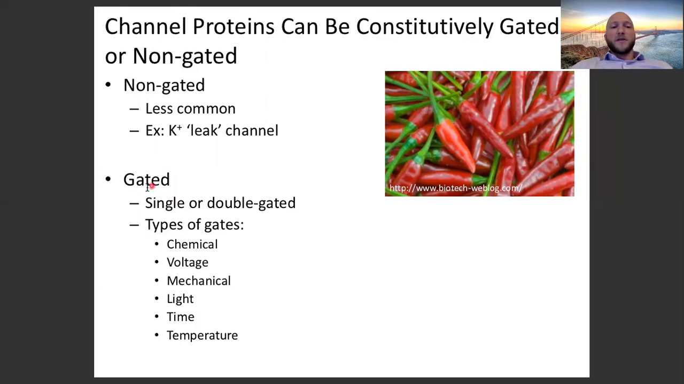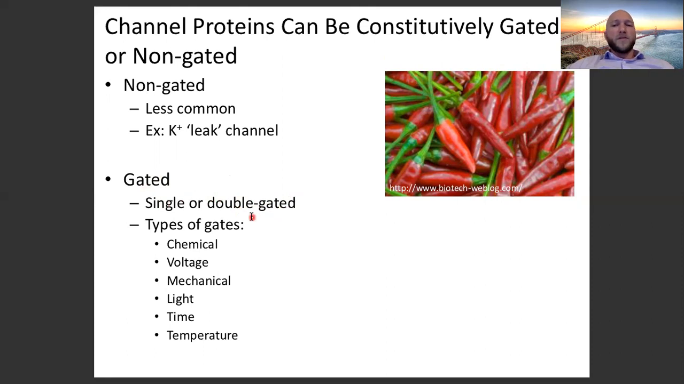Most of these channels are going to have one gate or one door. Some are going to be double gated. If anybody's lived in a place that's really cold, like the Midwest, a lot of buildings will have a doorway and then a coat room and then another doorway to help keep the cold out. It's kind of like that, like a double gate. We'll talk about double gated channels when we talk about how nerves send signals. So single gated or double gated channels.